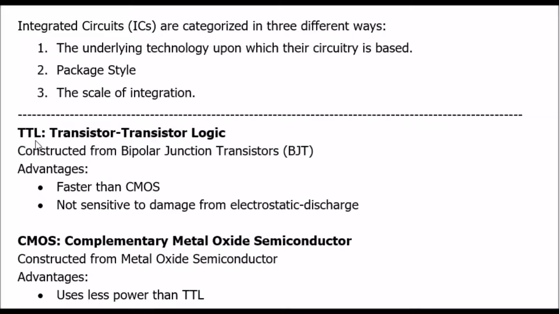In this class, we've been using TTL chips. TTL stands for transistor-transistor logic. This is how they're constructed, with bipolar junction transistors. You don't really have to know what that means. They tend to be faster than the other type of chip, which we're not using in this class, and they're not as sensitive to damage from electric discharge, basically static electricity. The other type of chip, which we have not been using, is called complementary metal oxide semiconductor, or CMOS. They're constructed differently, and they use less power than TTL chips. If you saw a chip like this, you wouldn't even notice the difference. They look the same. They're just made a little bit differently.